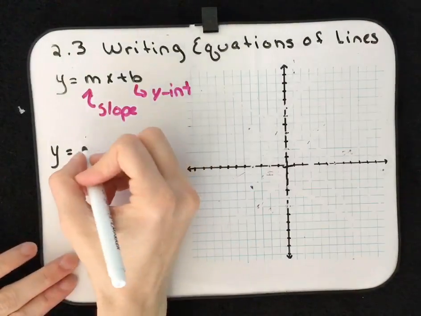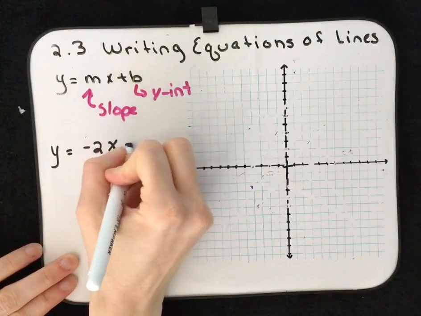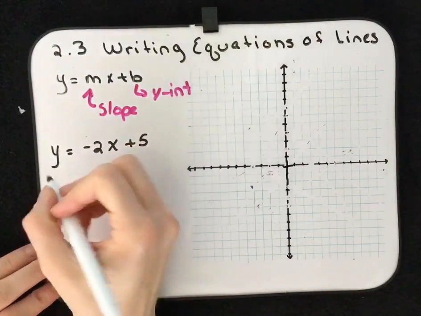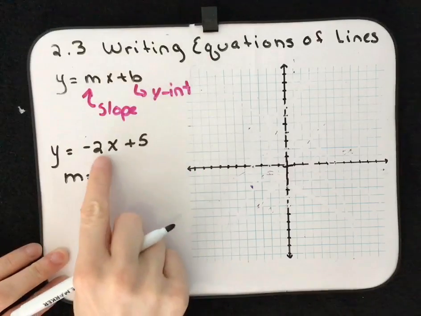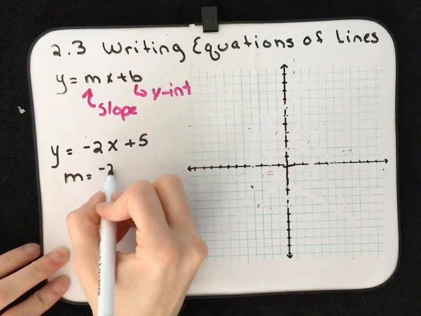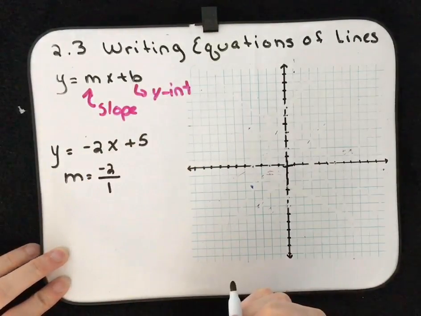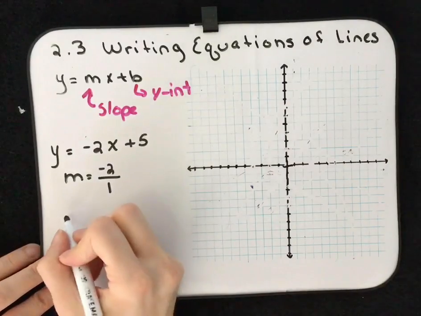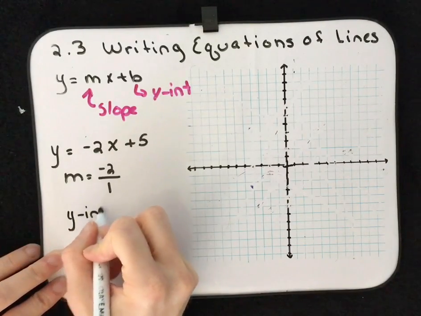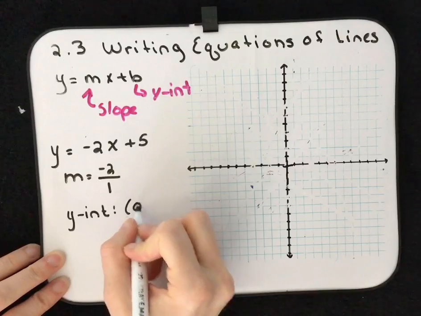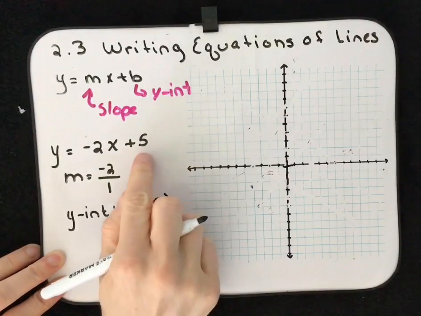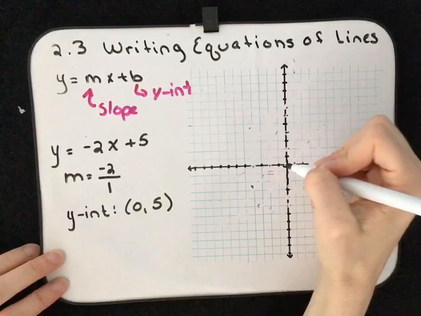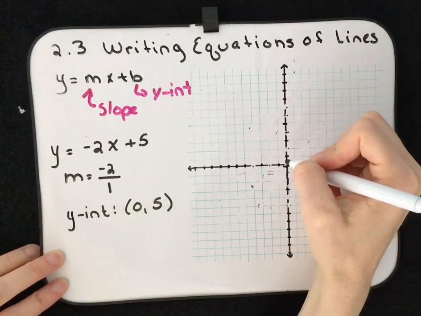Next one says y equals negative 2x plus 5. So our slope in this case, the number in front of the x, is negative 2. I always like to have the rise and the run, so I'm going to go ahead and put that over 1. And the y-intercept, we have 0. From right here, we have 5. So we start with that y-intercept of 0, 5.